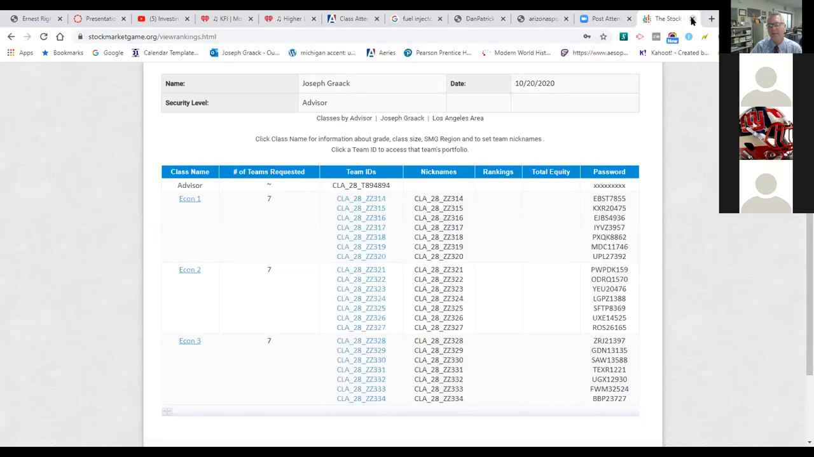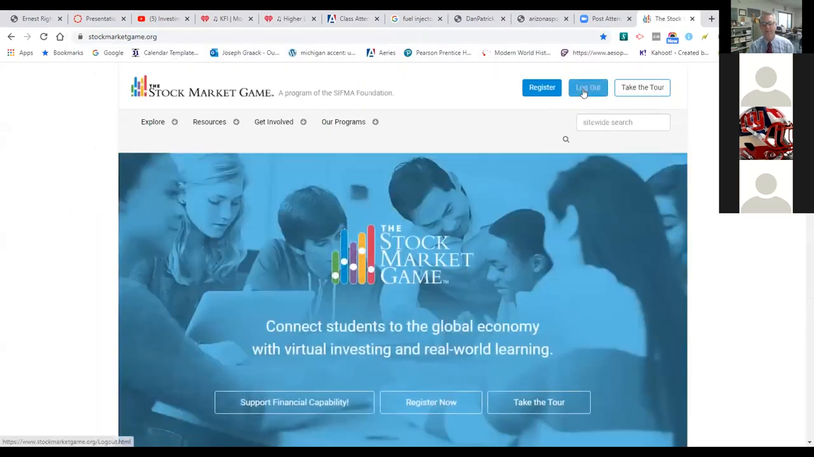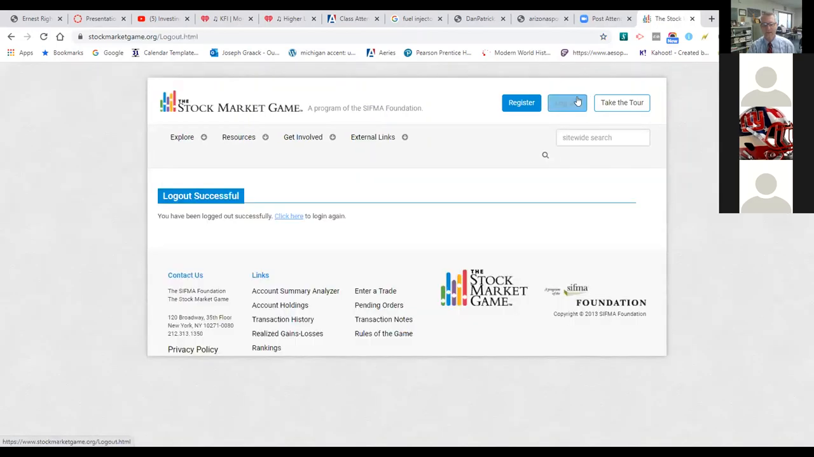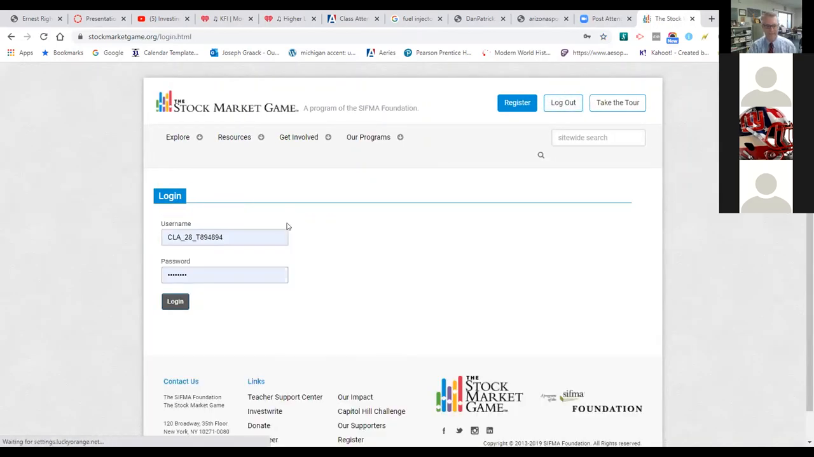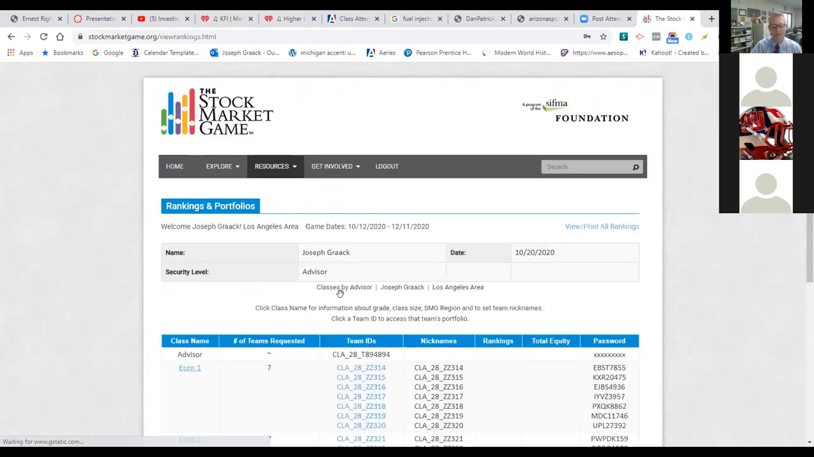Can you see my screen okay? Yeah. Okay. So stockmarketgame.org. You would log in using that username and password. You guys are group three. So let me bring your portfolio up. Once you log in, you'll see all of your information here. You're going to go to trade, enter a trade, stock trade. Don't forget to click buy.